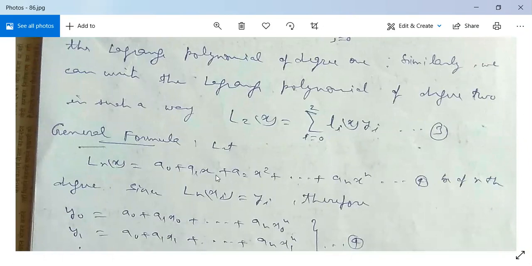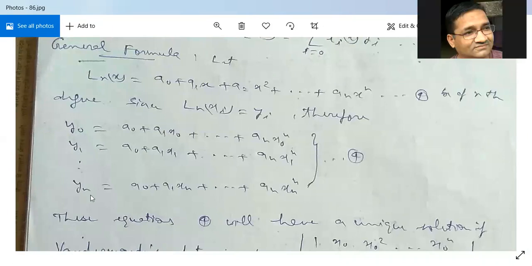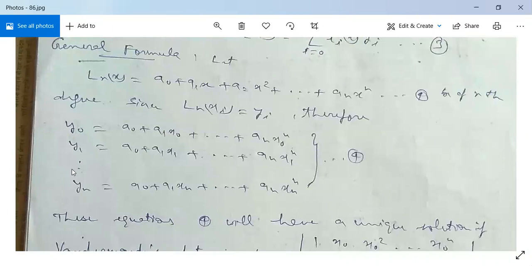Let Ln(x) is equal to a0 plus a1x plus a2x square plus and so on plus an x to the power n be of nth degree. It is a polynomial of nth degree. Since Ln(xi) is equal to yi for the table, therefore y0 will be Ln(x0). So it will be a0 plus a1x0 plus and so on plus an x0 to the power n. Here, substitute x0 for x. y1 will be a0 plus a1x1 plus a2x1 square plus a3x1 cube and so on plus an x1 to the power n. And so on, yn will be a0 plus a1xn plus a2 xn square plus a3 xn cube plus and so on plus an xn to the power n.